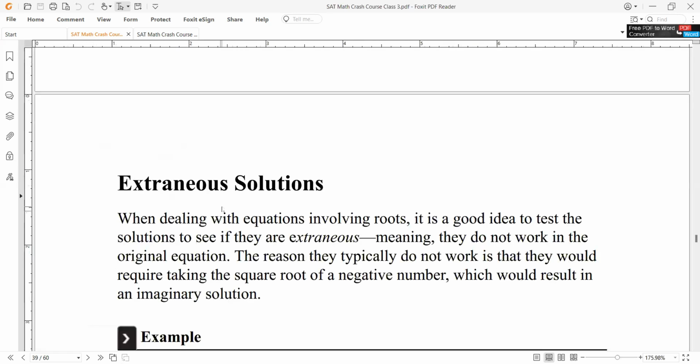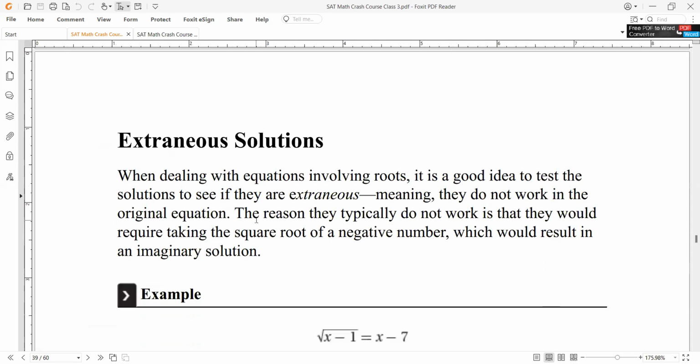Okay. An extraneous solution is something you get by the extra things that you do in a particular math problem. For example, some people like to have their tea. Basically, I'm a tea loving person.